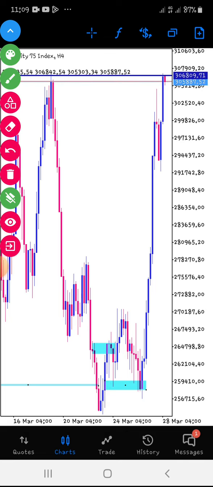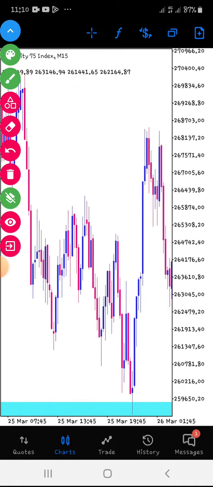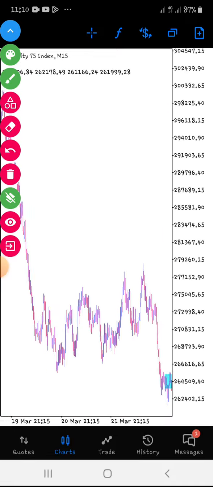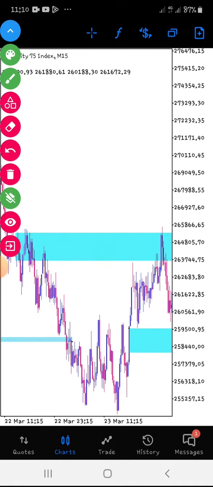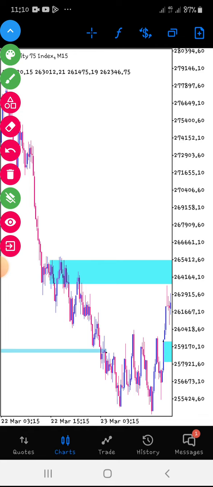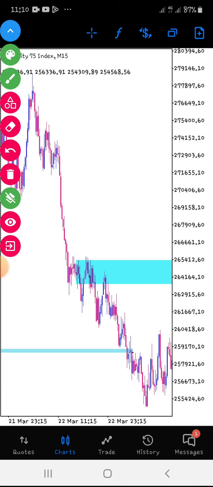This is H4, guys. We go to H1 or minute 15. Let us go to minute 15. So you can see here that it was the leg which swept here. Here is when we swept out a liquidity. Here is when we take out that liquidity. So we have to find the zone which happened before the liquidity was taken out.